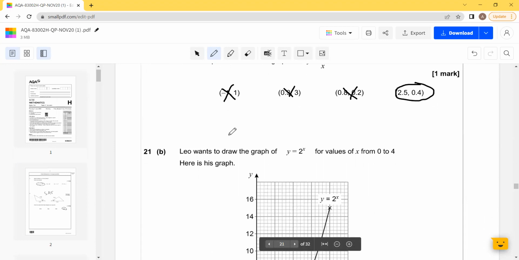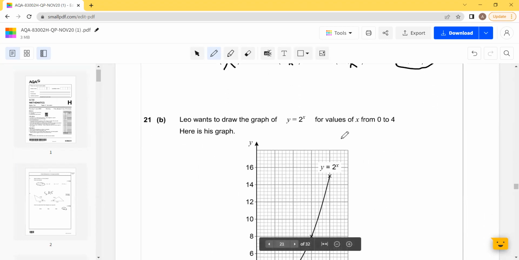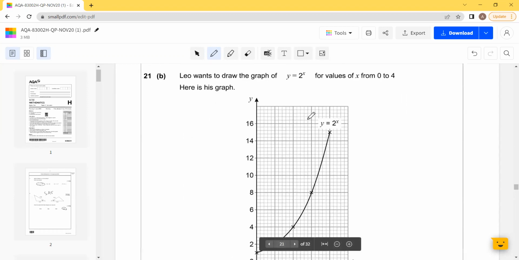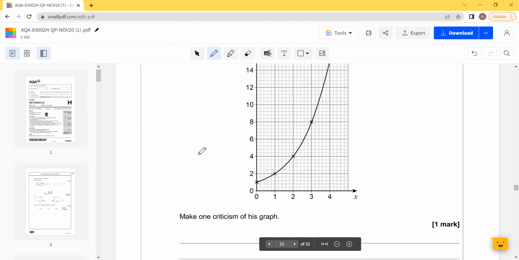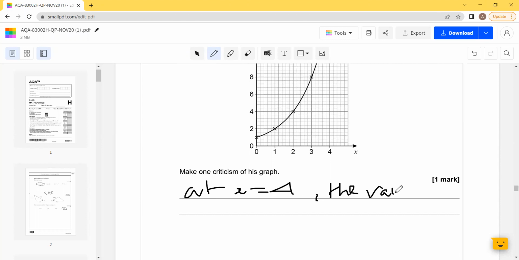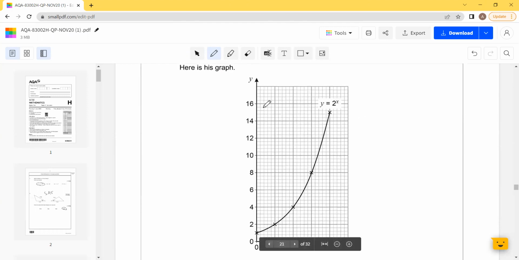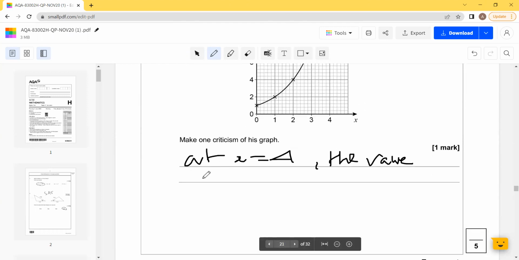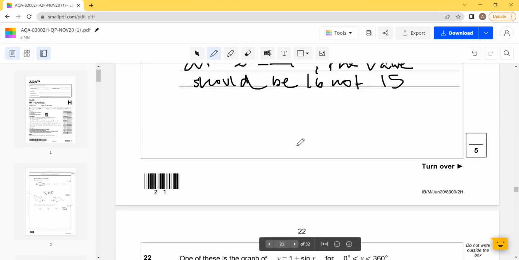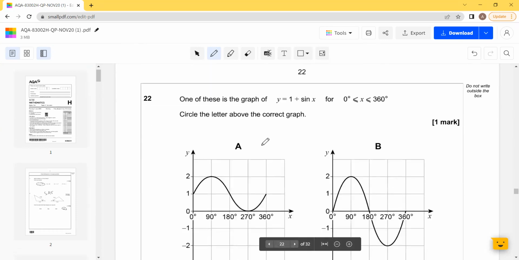21b. Leo wants to draw the graph of y equals 2 to the power of x for values of x from 0 to 4. Here is the graph. Make one criticism of his graph. Well, at x equals 4, the value is 16, but he's done 15. So we can say at x equals 4, the value should be 16, not 15. And that's the criticism.